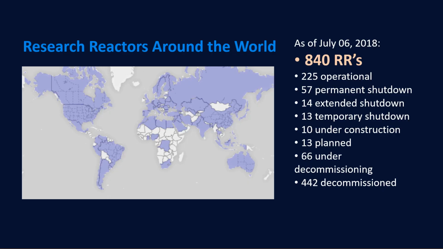As of July 6, 2018, we have around 840 research reactors that were built around the world, but only 225 of these are operational and 57 are in permanent shutdown. 14 are in extended shutdown, including the PRR1, the Philippine Research Reactor in the Philippine Nuclear Research Institute. So we actually have a research reactor in the Philippines. It's called PRR1, but it's not in use. It's in extended shutdown. But there are plans to revive it or commission it again, which is called the SATUR plan. We're going to discuss more about the SATUR plan in the next lessons.